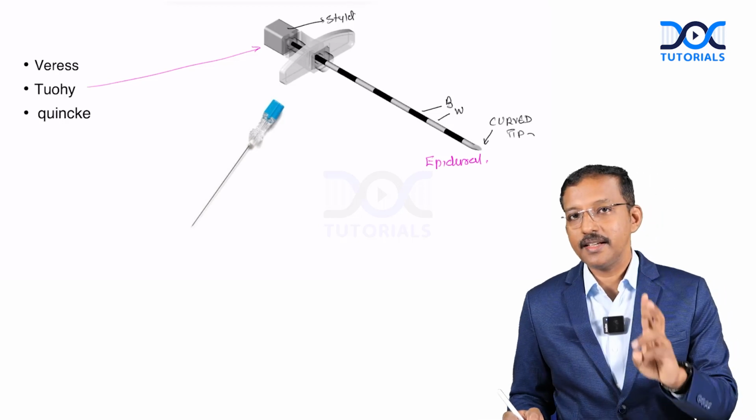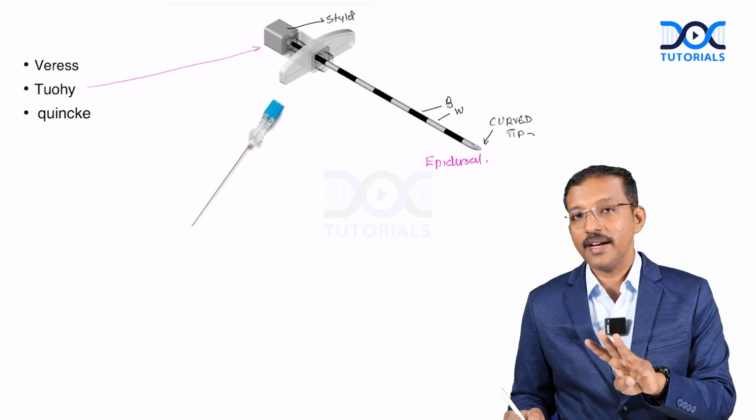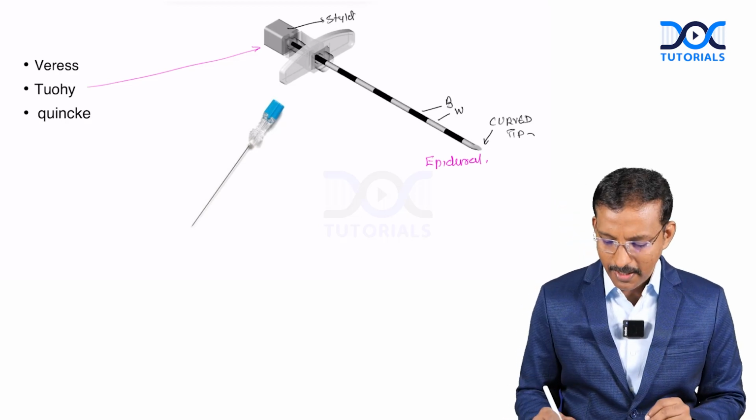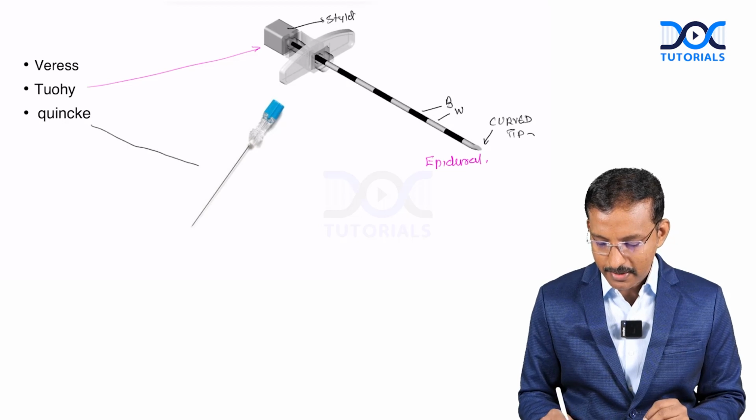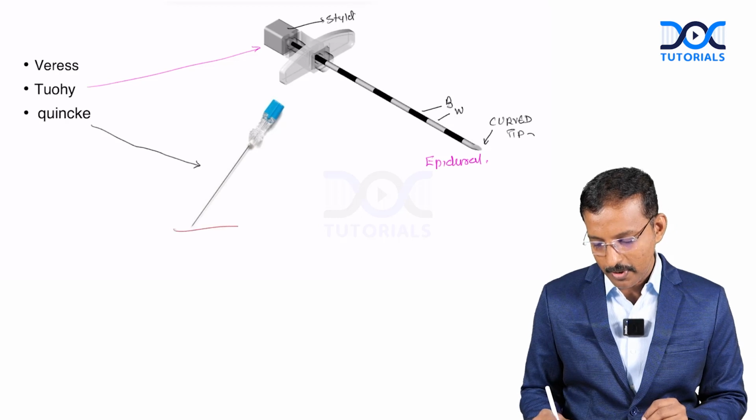Okay, so these are the 3 points which can help you diagnose or identify a Tuohy needle. Now, spinal needle: the commonest name of spinal needles is Quincke-Babcock, as all of you know. Quincke-Babcock needle is the most common. Most of you have done it.